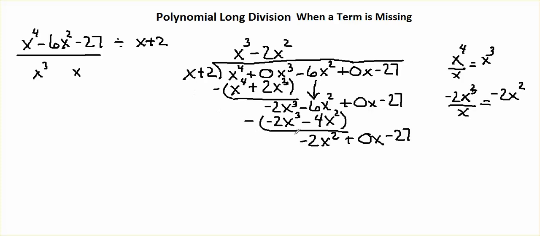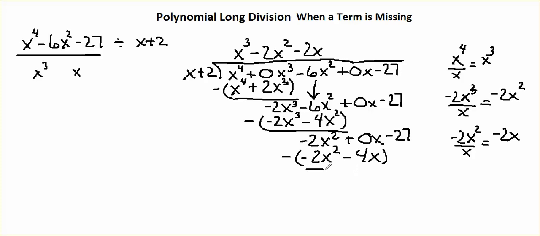So when we divide negative 2x squared by an x, we get a negative 2x. So up here we'll write negative 2x. We'll distribute this term across both of these to get a negative 2x squared minus 4x. We need to subtract. So when we distribute this negative across both terms, they become positive. So negative 2 plus 2 is 0. And then 0 plus 4 is 4. Minus 27. We'll bring that down.